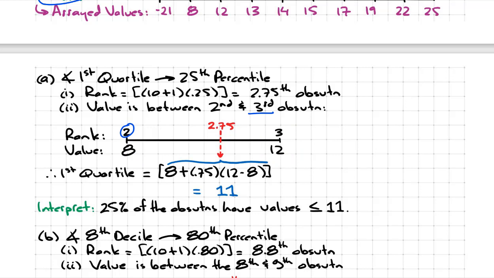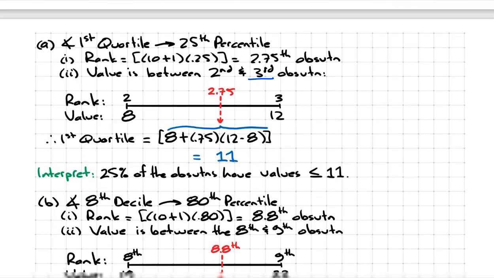So then using these values, we need to estimate what the value will be for the 2.75th observation. So here's the way we do it. Obviously, 2.75 will have a value that's higher than 8 and lower than 12. So our starting point is 8 right there. But then the question is, how far do you need to go into this line segment?